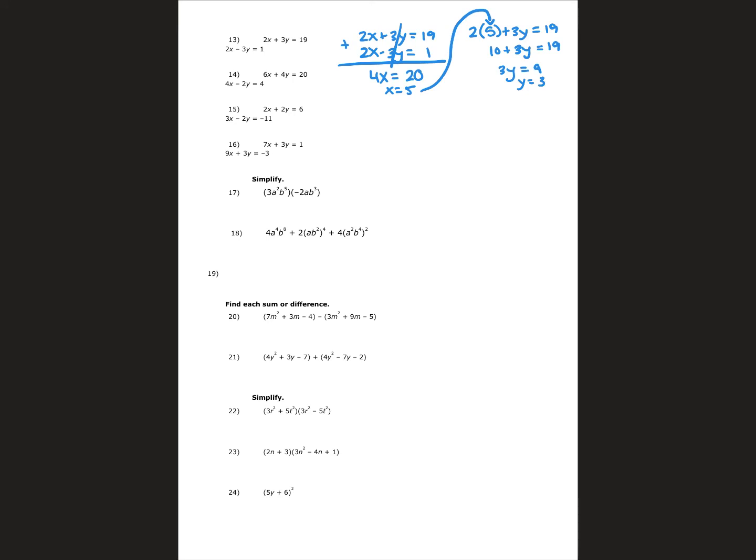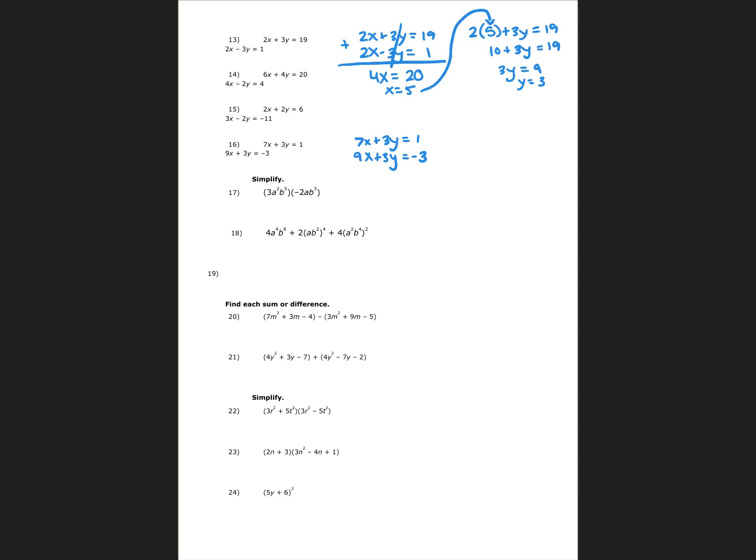Sometimes you have to do a little bit more work if they're not already opposites. Like for instance, in number 16. So in 16, the 3 y's are almost opposites. We're going to make one of them multiplied by negative 1.